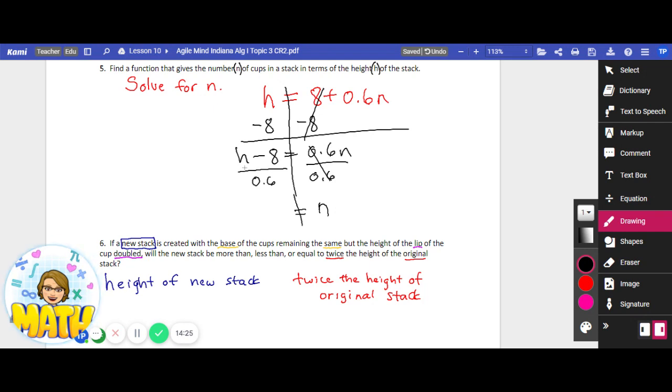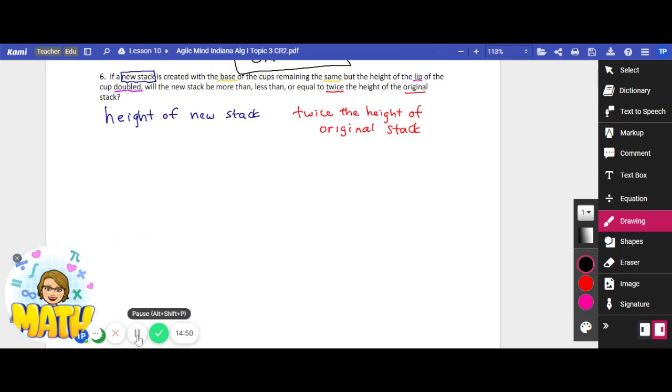And since I don't know the value for h, since I can't actually find a value for that top, I'm just going to rewrite it exactly the way it is. Whatever the height is, I will subtract 8 from it and then divide that by 6 tenths. And that will determine the number of cups. So I have now solved my function for the number of cups instead of having it solved for the height like it was originally. So now we are ready for the final question.